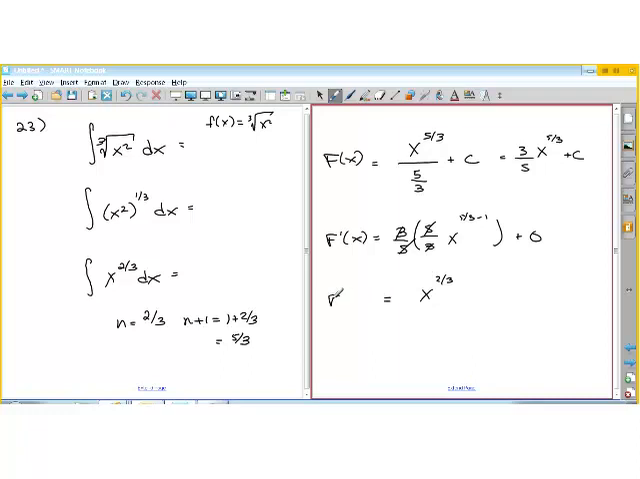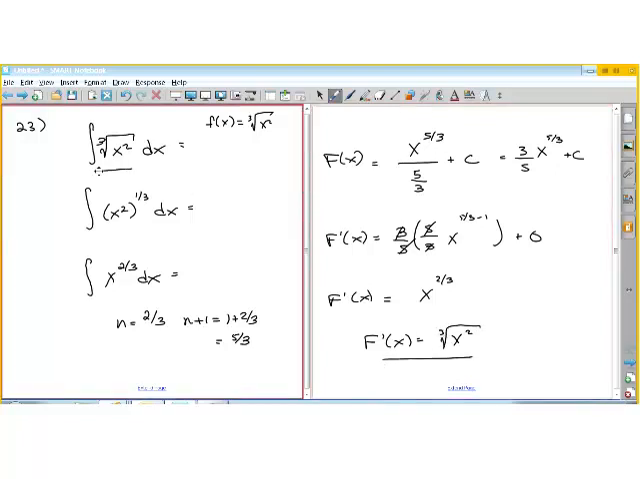And then you can rewrite it in terms of roots and exponents, so it becomes the cube root of x squared, which is what we started out with.